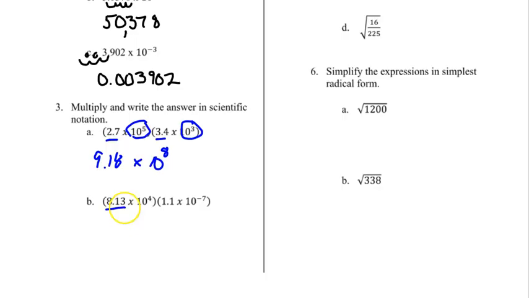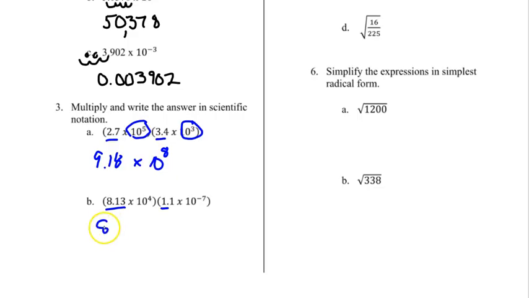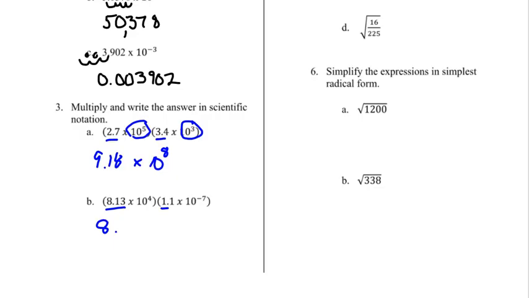Next, I'm going to take 8.13 and multiply that by 1.1. So let's grab our calculator again. 8.13. And we're going to multiply that by 1.1. And that's going to give us 8.943. Just double check that, 943. That's going to be times 10. 4 plus a negative 7 is a negative 3. So 8.943 times 10 to the negative third.